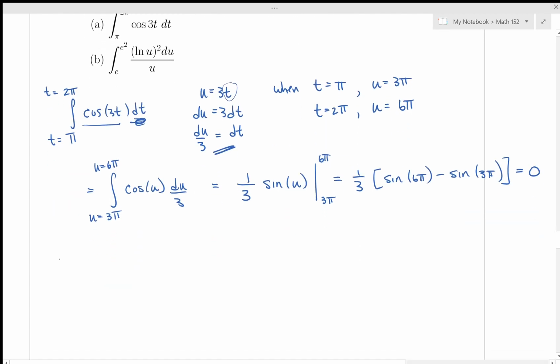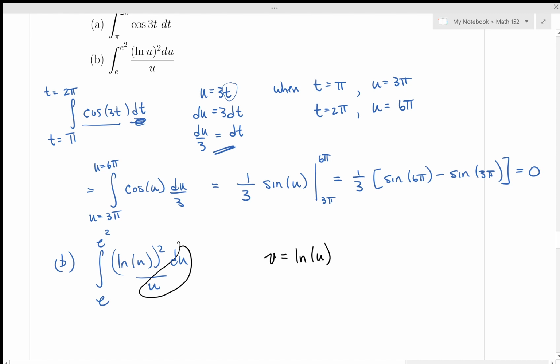Okay, second example. Also a definite integral, the integral from e to e squared of log of u squared du over u. I need to make a substitution. I'm looking at the integrand. I see the log function. I'm almost always going to say I need to make some substitution to get rid of that little guy. Not only that, I see that same thing, du over u here. So right away, I'm going to say this is a good idea. V is the log of u. That is the substitution I'm going to try to make. And then I see that dv is du over u.